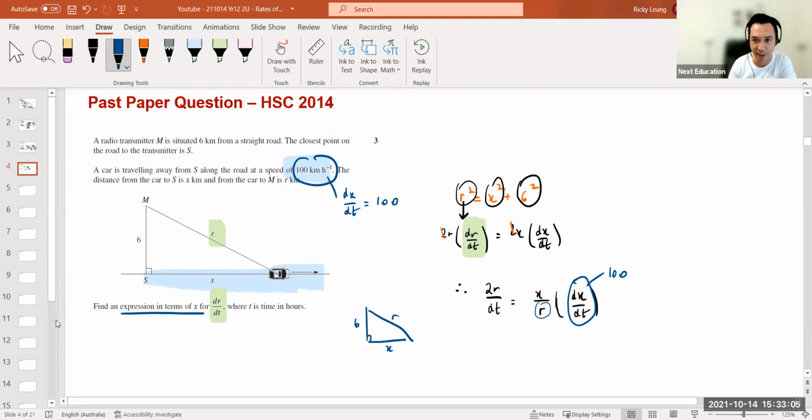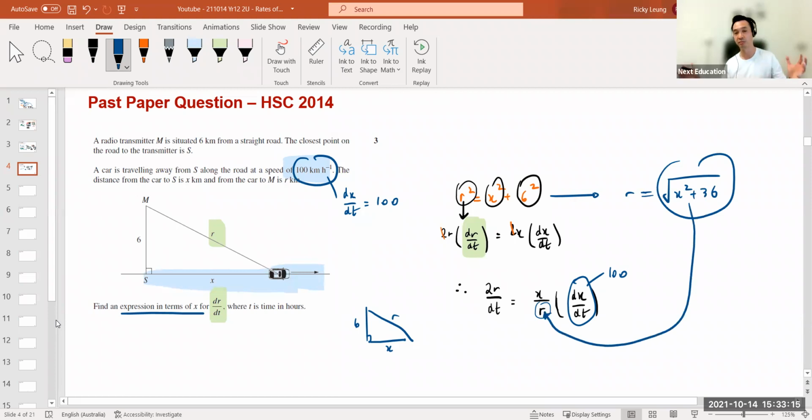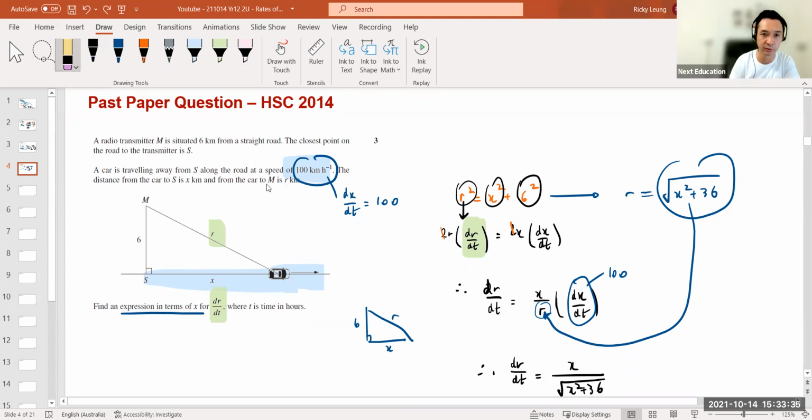So come back upstairs here. I know that r equals the square root of x squared plus 36. Now r is positive because it's a length. Then just plug that in there and you're done, because everything else in there right now is in terms of x. I wrote a 2 here, that should be t. So dr/dt equals x on the square root of x squared plus 36, times dx/dt, oh no, times 100. So 100x over the square root of x squared plus 36. And that's the answer.